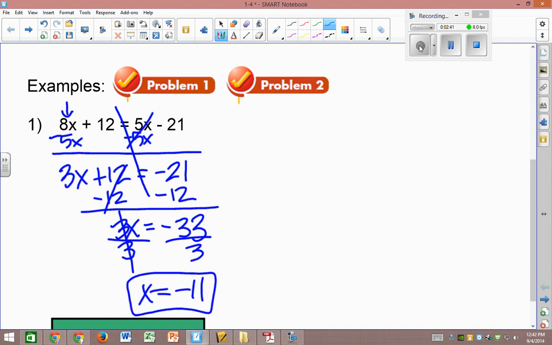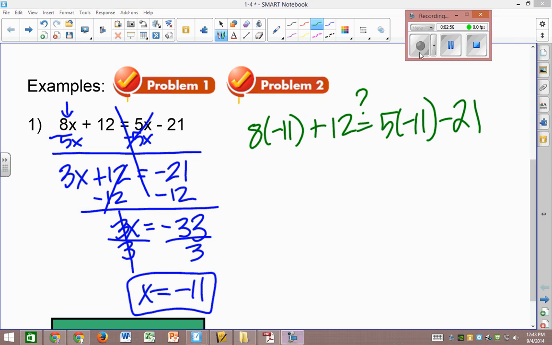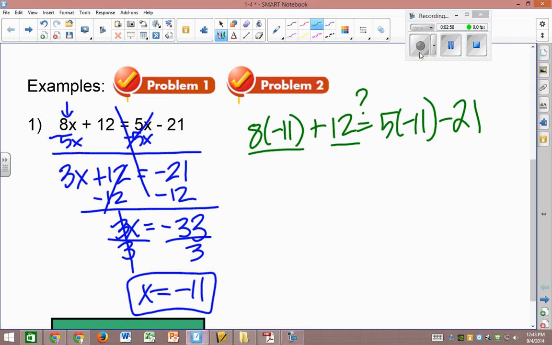Now I said to mentally check, or you said to mentally check, but really what are we doing? We're doing 8 times negative 11. We're replacing the variable and seeing if that is equal to this. And you would want to do that in your head. So on this side negative 88, and then we're going to add 12. I think that's negative 76. And then we do the same thing on this side, multiply those two together, subtract negative 21. You need to get the same thing on both sides, and when you do, you know it works.